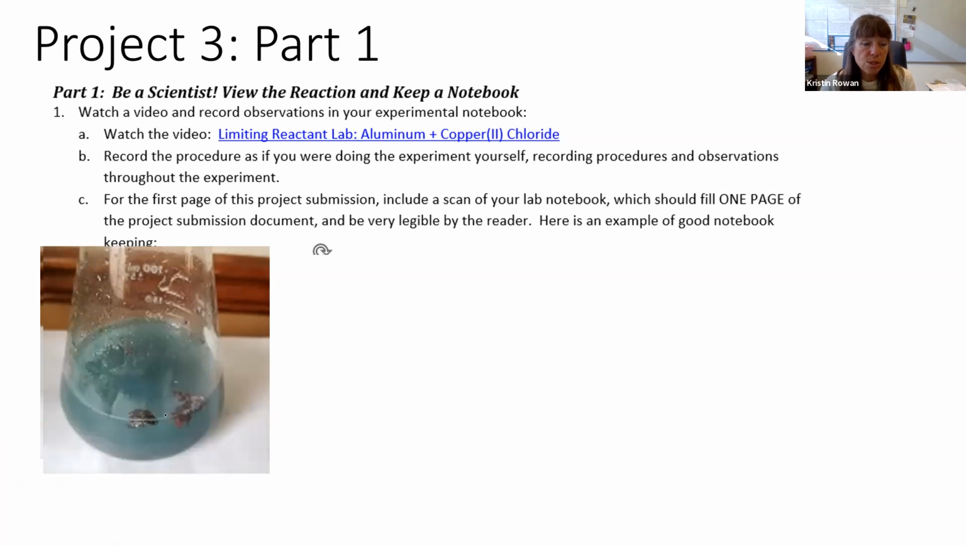I just wanted to show some pictures of this reaction because sometimes if you see it and then you think about it, it can help you with the project and thinking about what you're supposed to be seeing chemistry-wise. Anyway, so it's continuing on.